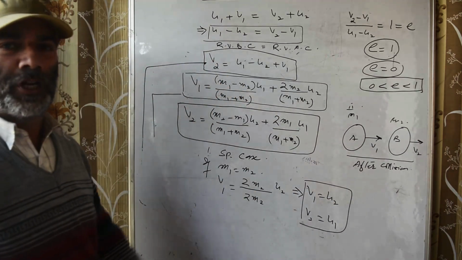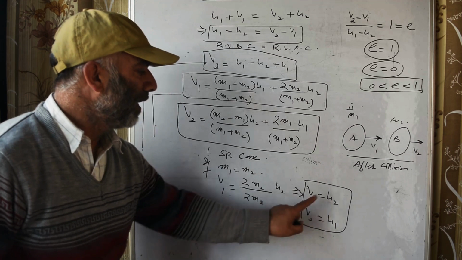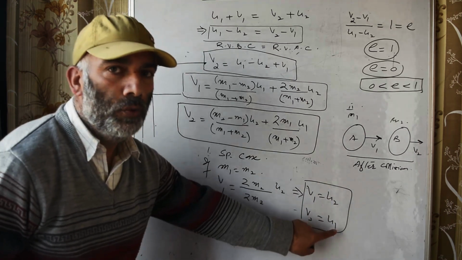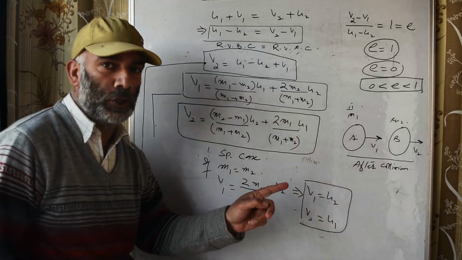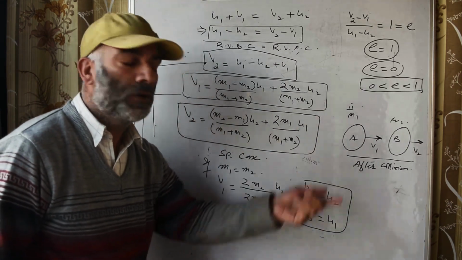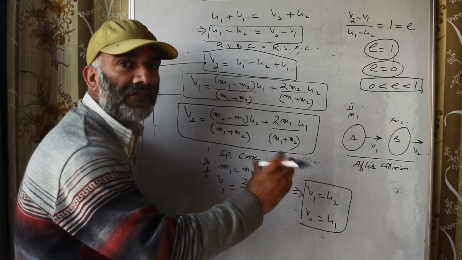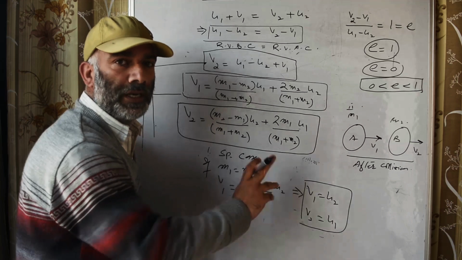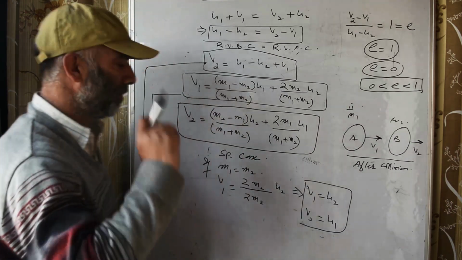Look at this special equation. Here V1 is equal to U2 and V2 is equal to U1. What are U1 and U2? These are the velocities of the two bodies before collision. V1 and V2 are the velocities of the two bodies after collision. So look here, the two bodies interchange their velocities after collision. And this is the case if the masses of the two bodies are the same.